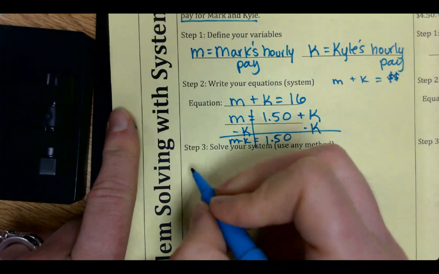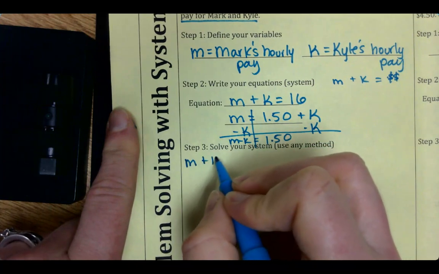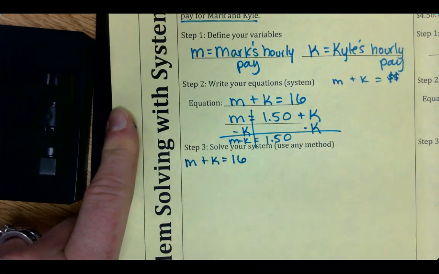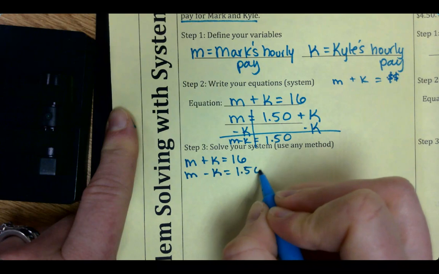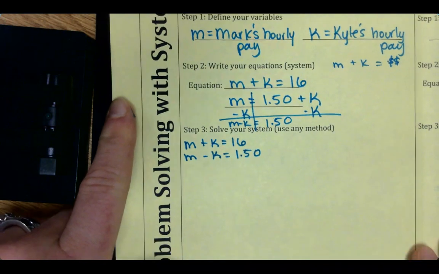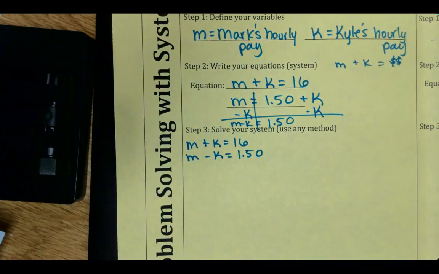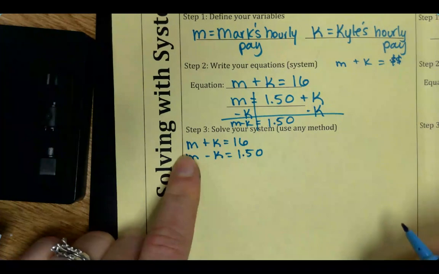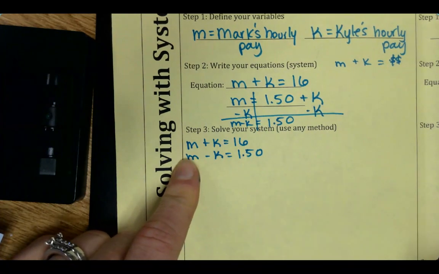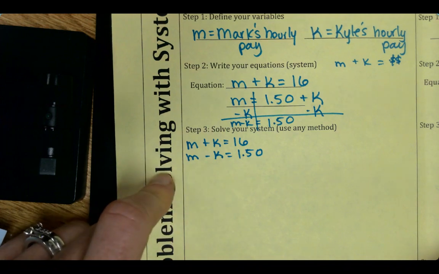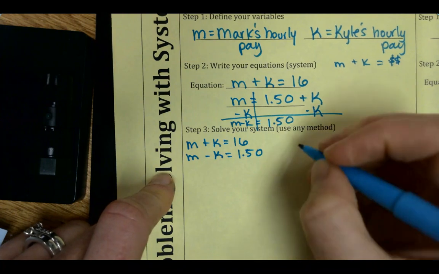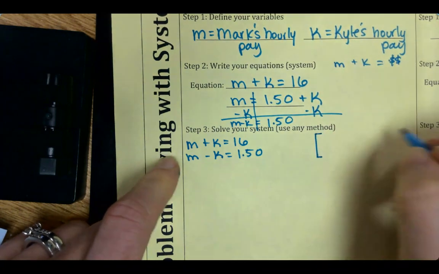So we have the system of equations. M plus K equals 16. And then M minus K equals $1.50. What's the easiest way to solve this? What did we just finish learning how to do? Matrix.